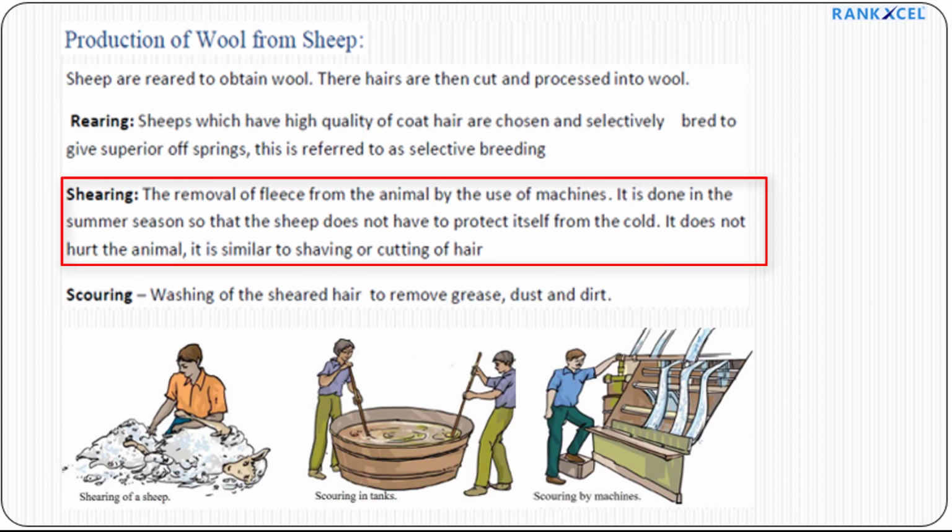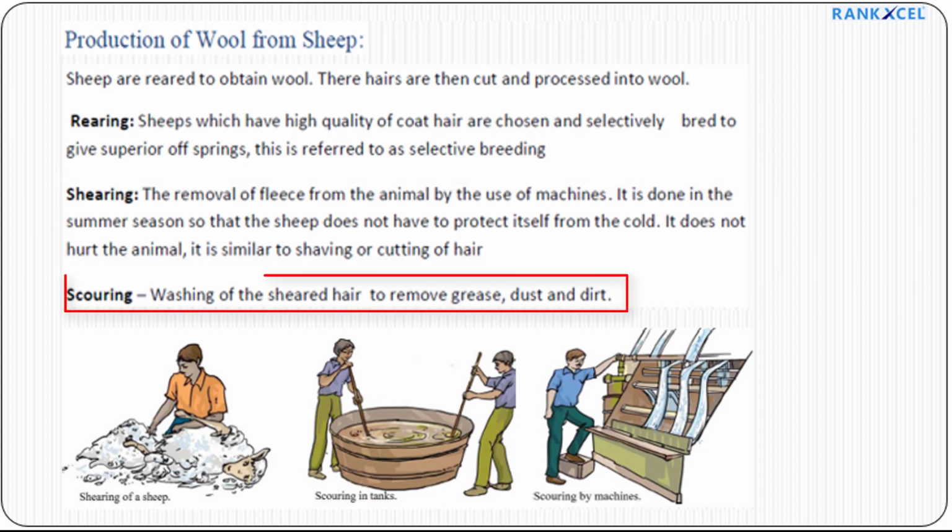Shearing. The removal of fleece from the animal by the use of a machine. It is done in the summer season so that the sheep does not have to protect itself from the cold. It does not hurt the animal. It is similar to shaving or cutting of hair. Scouring. Washing of the sheared hair to remove grease, dust and dirt.